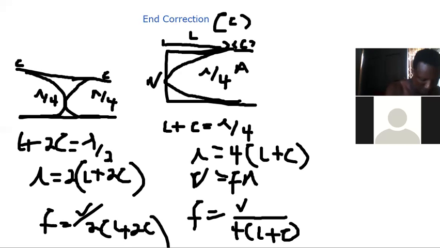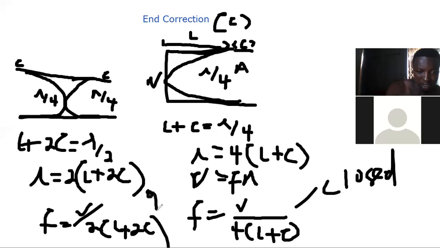Do you get it now? So this one is for an open pipe. This is for a closed pipe, when we are considering the end correction. This is for open. You get it? So this is L plus 2C.